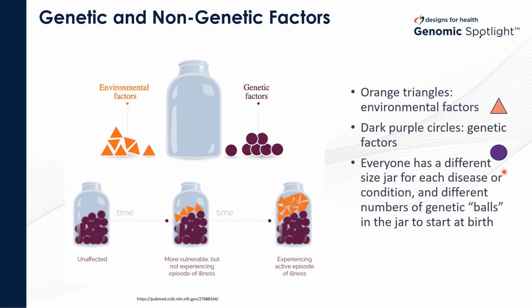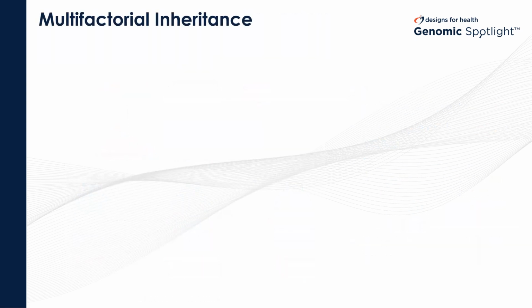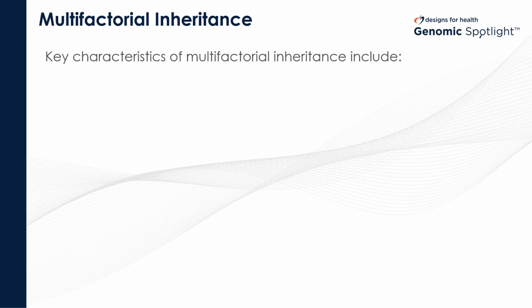Everyone has a different size jar for each disease or condition, and everyone has a different number of genetic balls in the jar to start at birth. So what you want is a bigger jar and/or a fewer number of purple genetic balls, so to speak. Multifactorial inheritance is a key player that influences whether or not someone gets a condition or a disease. Some conditions, there's little or nothing you can do about acquiring them, but you can use nutrigenomics, microbiome, and metabolomics to manage these conditions or diseases.